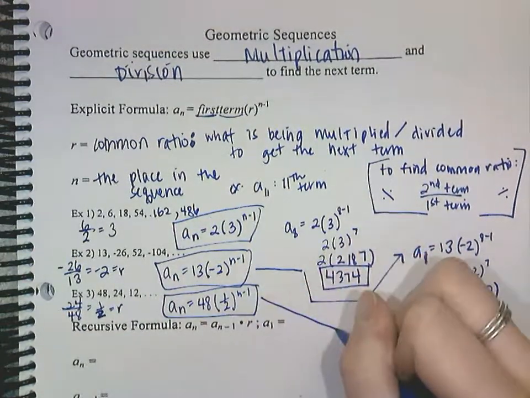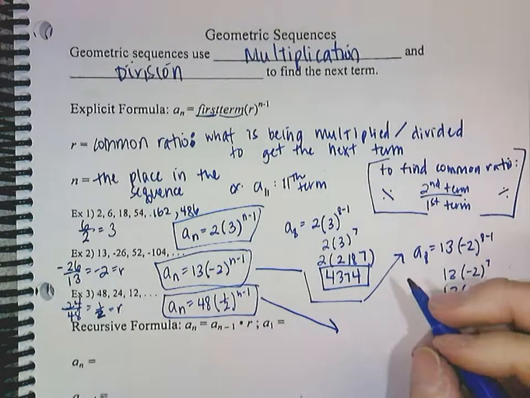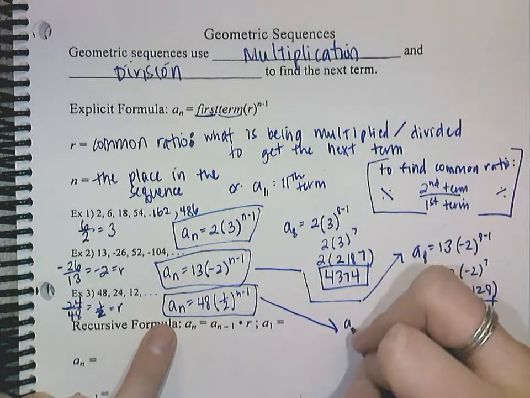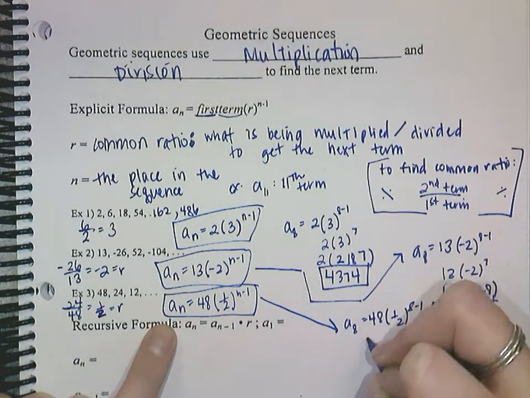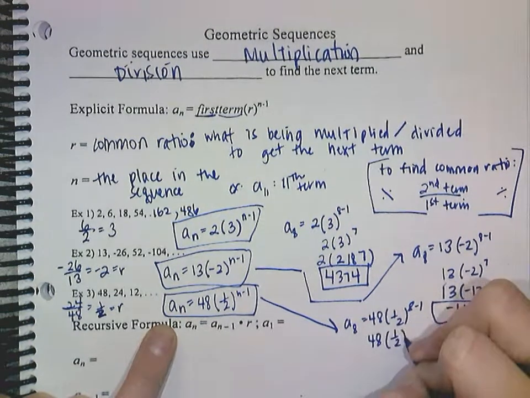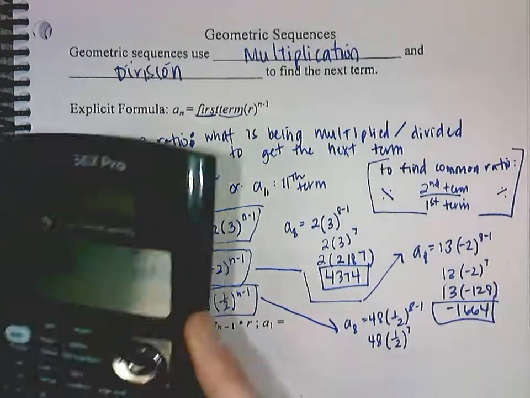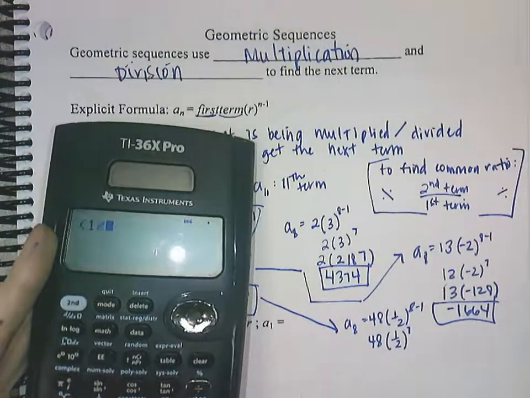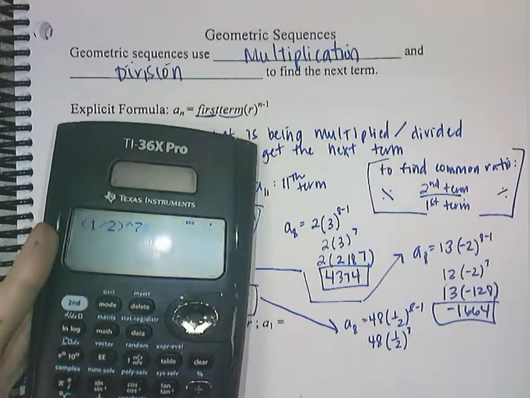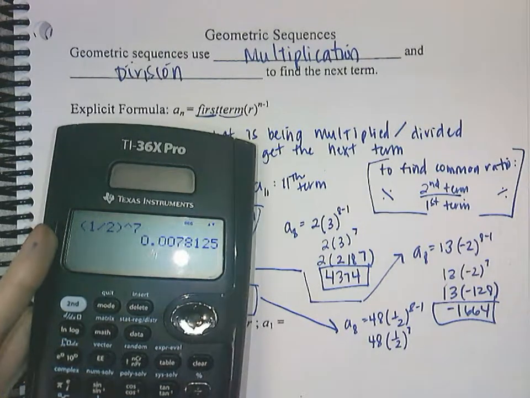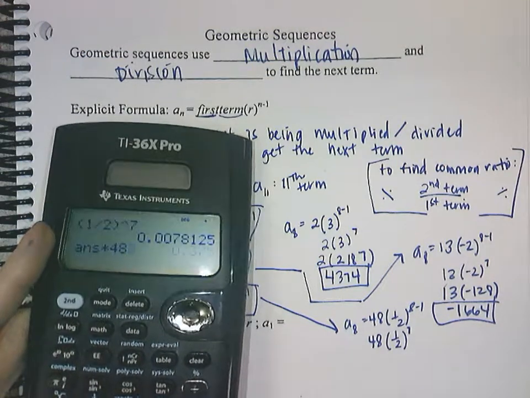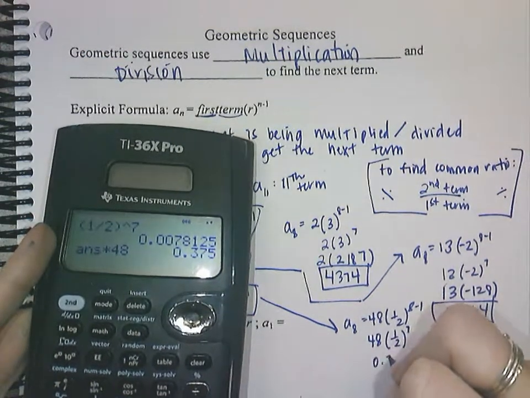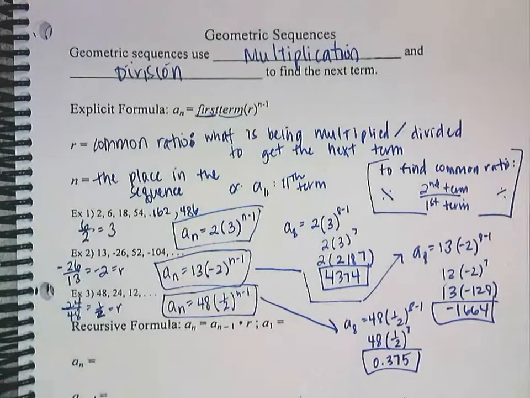Then let's put it with the 8th term. We have a sub 8 equals 48 times 1/2 to the 8 minus 1. So 48 times 1/2 to the 7th power. We're going to do 1/2 to the 7th. Again, you should use parentheses: 1 divided by 2, and then to the 7th power. Then this is our cool little decimal that we get. We're going to multiply that by 48, and there's our answer, 0.375. All right, so that is how you do the geometric explicit formula.